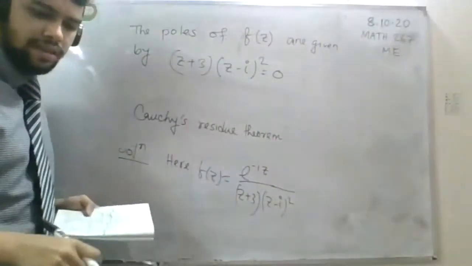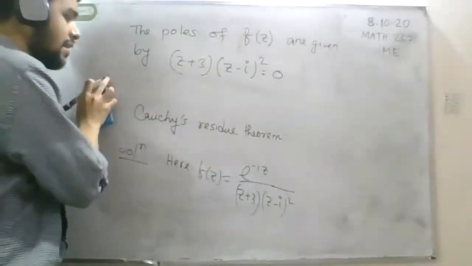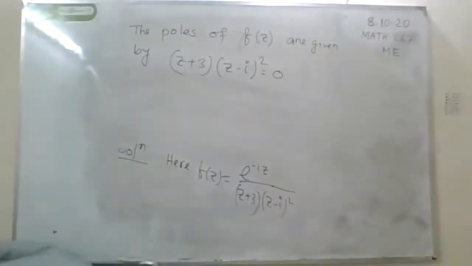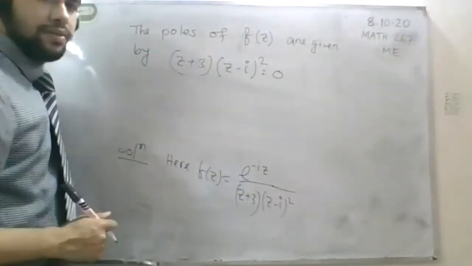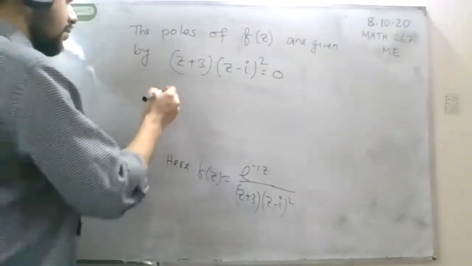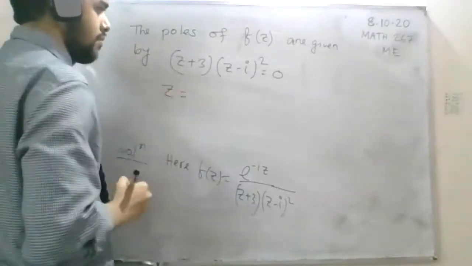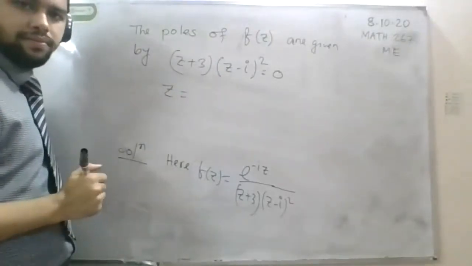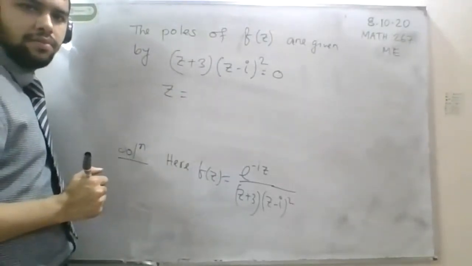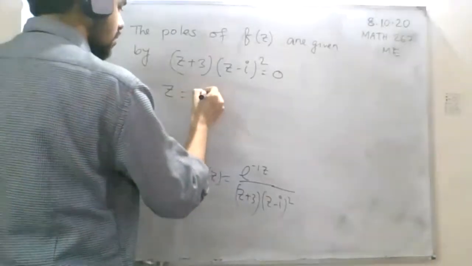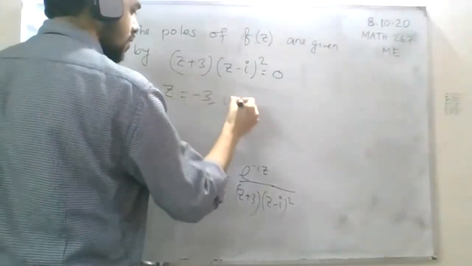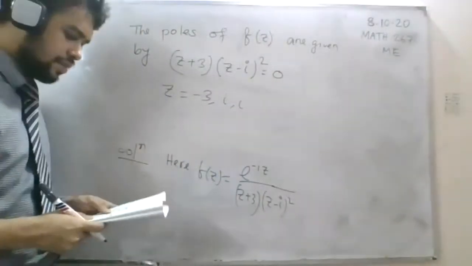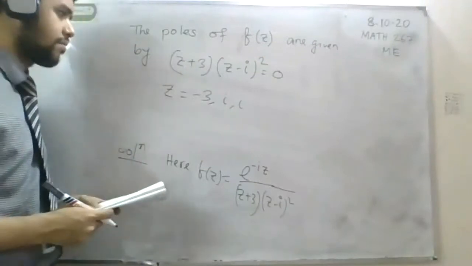Now, from here, tell me what is the value of z. So, the values of z will be minus 3, plus i and plus i.